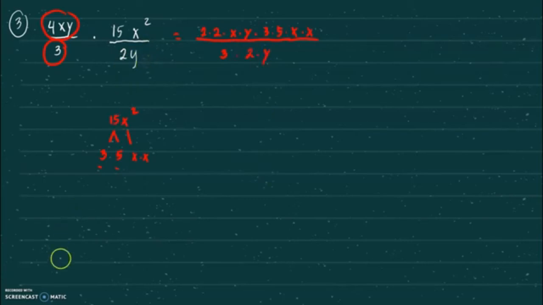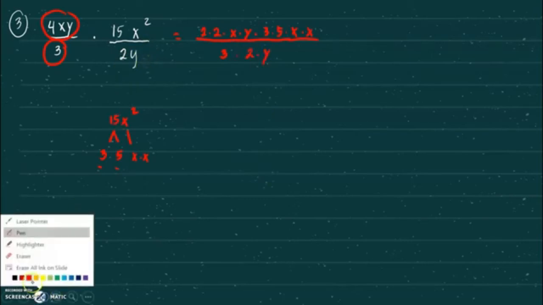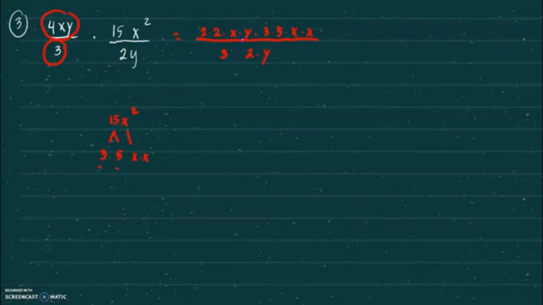Okay, so now that we are done with listing all the prime factors, let's divide out common factors. So we have here one pair of 2, one pair of 3, and one pair of y. So looking at our numerator, we can see that we are left with 2 times x times 5 times x over. Notice that all of our factors in the denominator are divided out. So that would be equal to 1.